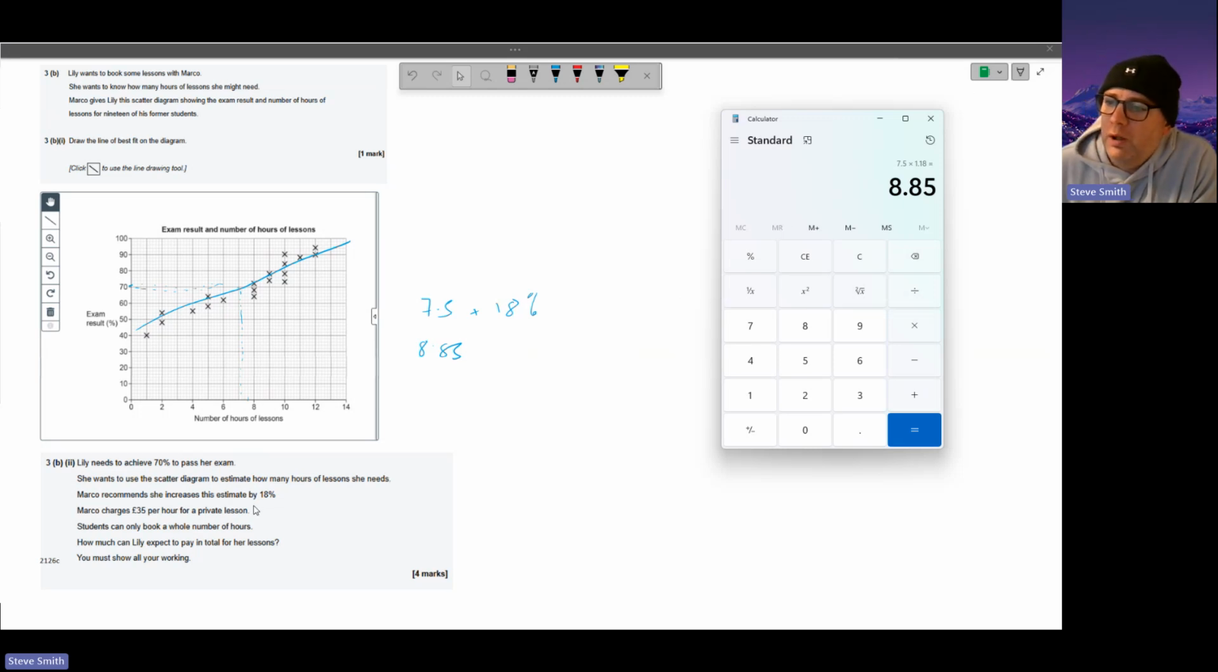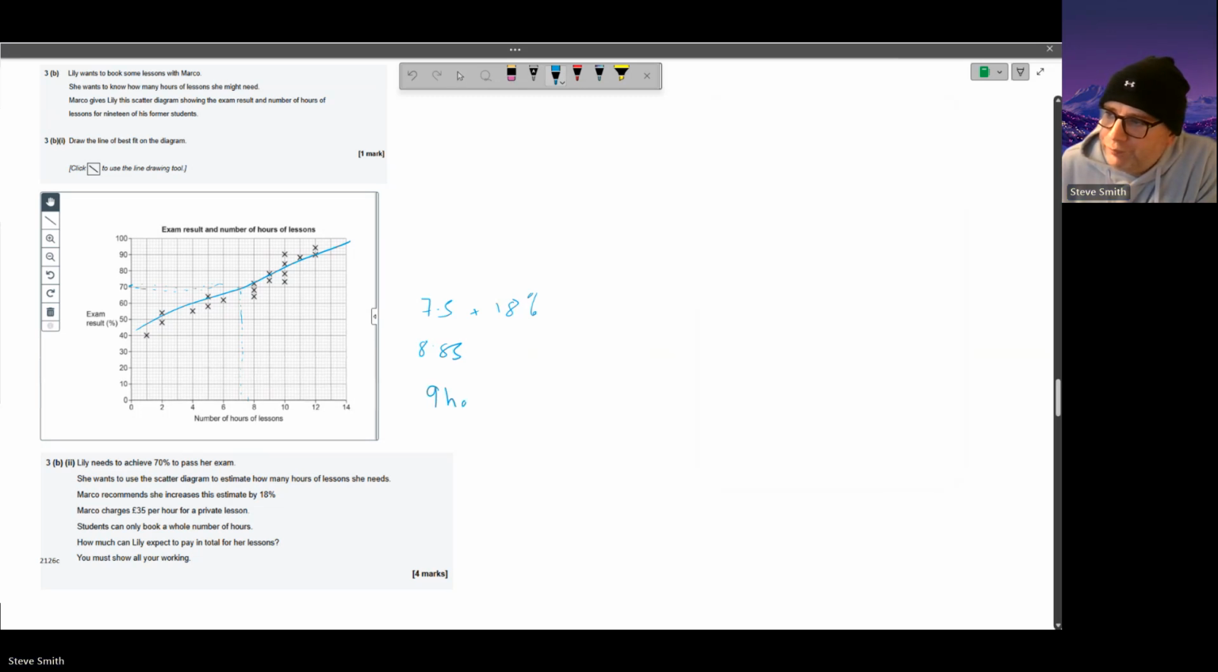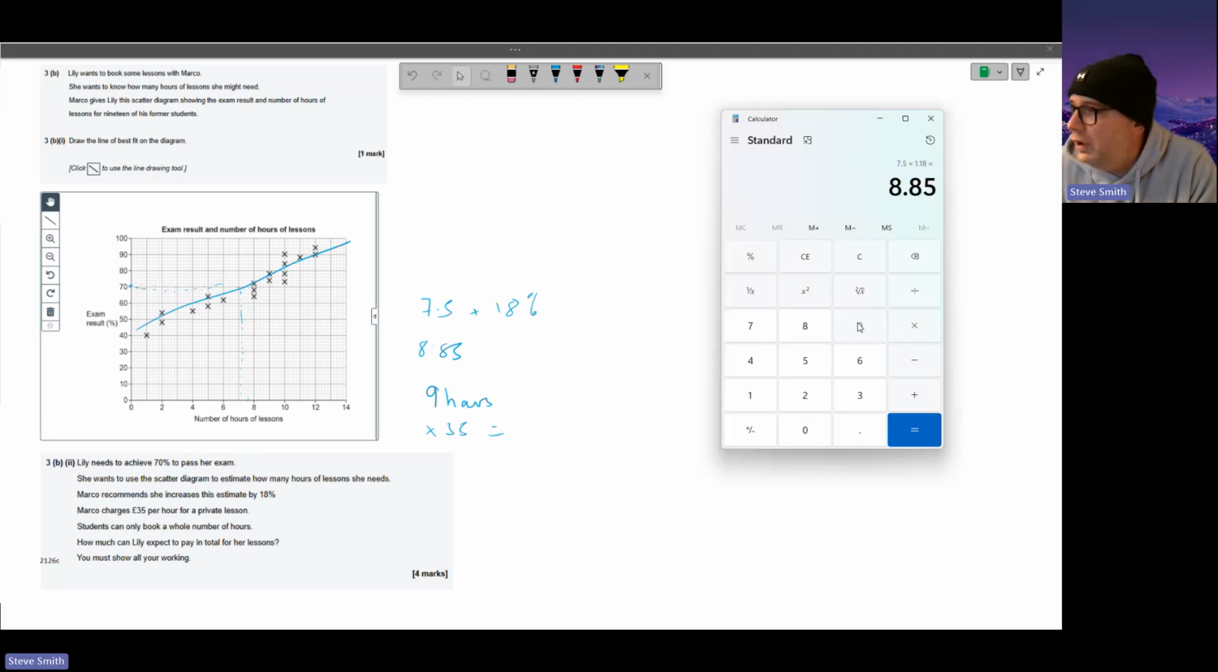If we look at that now, the charge is £35 per hour. You can only book whole number of hours. So 8.85 has to be rounded up to 9 hours. And then 9 hours for £35, times by 35 equals, times it by 10 and be 150, take away 35, or we can do it on a calculator. So 9 times 35 equals £315.